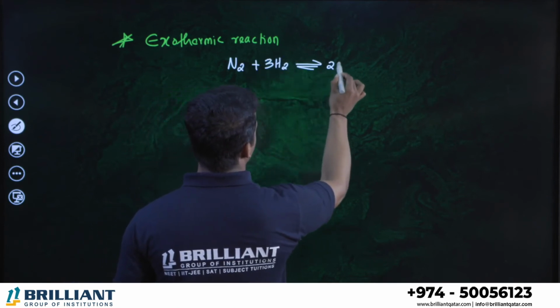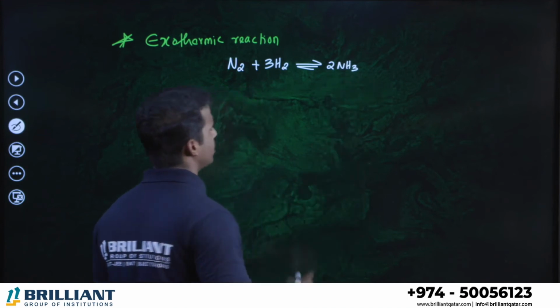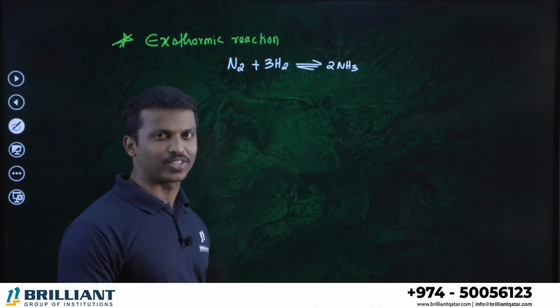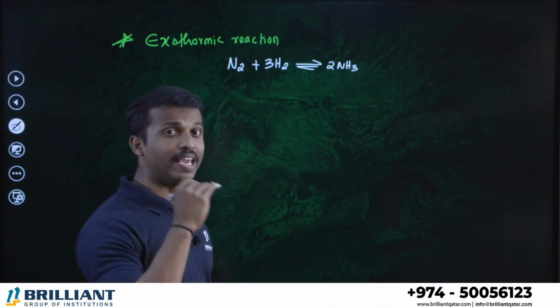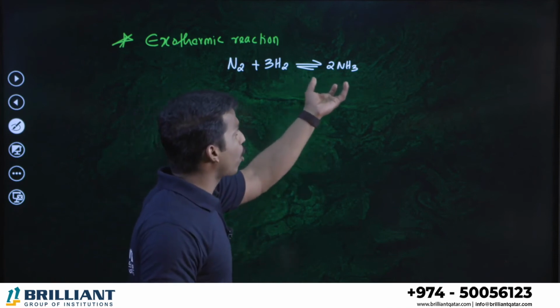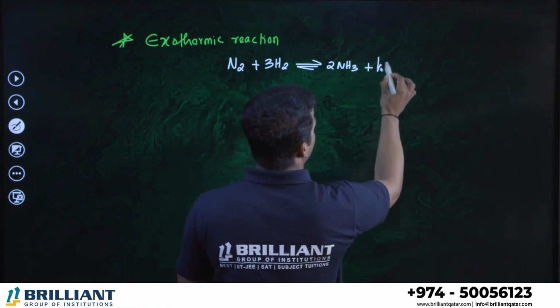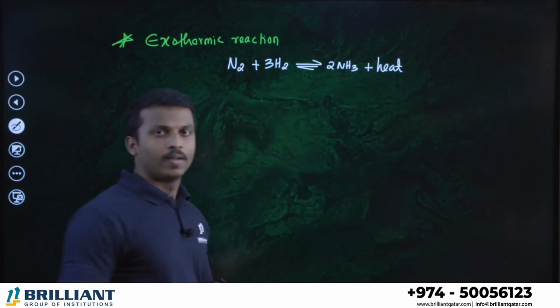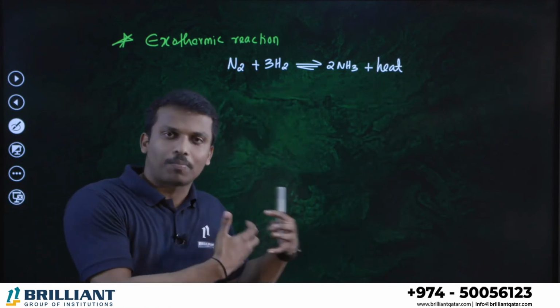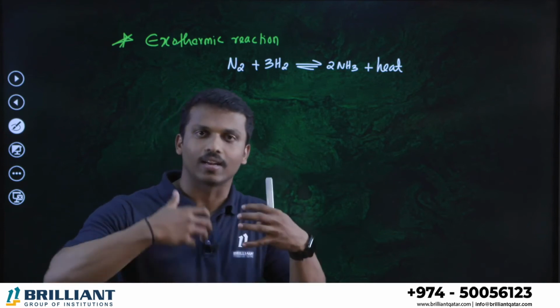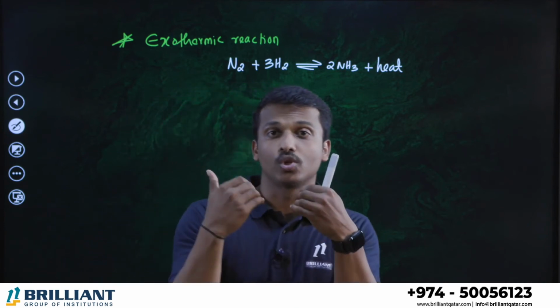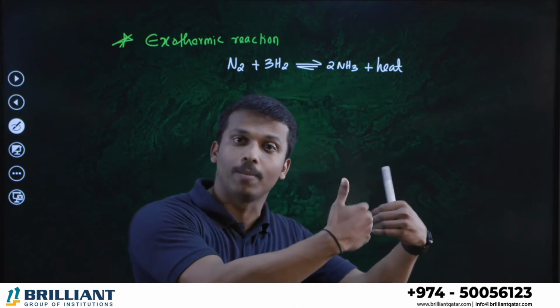gives 2NH3. As I told you, this is already an exothermic reaction. Exothermic reaction means heat releasing. It means when the product is formed, heat will be released. More heat produced means more product formed. So for a heat releasing process, you should always write the heat on the right side, the product side.